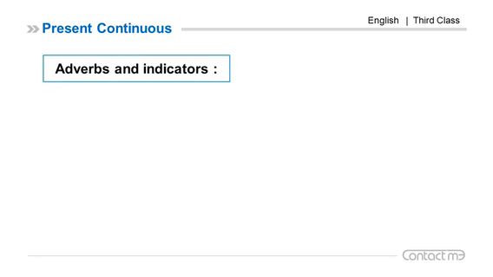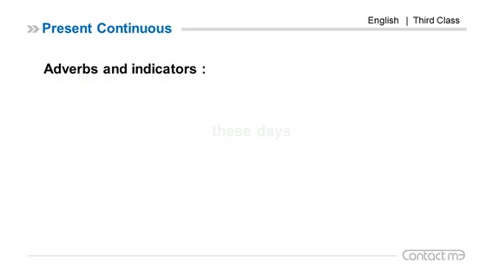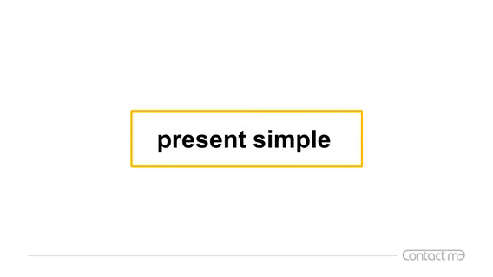Here are adverbs and indicators of present continuous. Now, it is an adverb of time. At this time, at the moment, at present, today, these days. Look, these are indicators: look, listen, be careful, be quiet, stop.